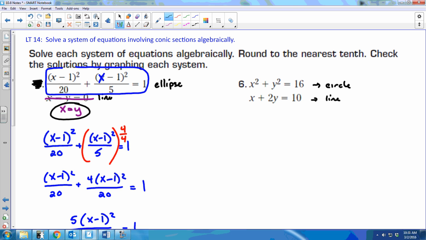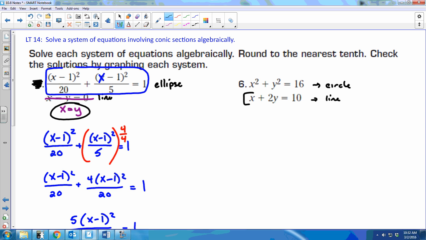Again, if we're doing substitution, it's always smart to solve the easier equation and substitute it into the more complex equation. So I'm going to solve x plus 2y equals 10. Again, it's totally up to you, but would it be easier to solve for x or solve for y? Would it be easier to get x equals or y equals? X equals, because then I should just subtract 2y from both sides, right?